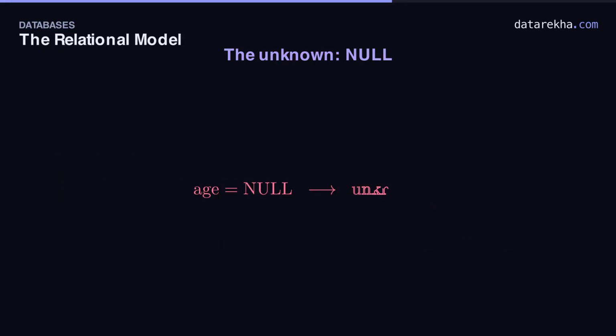Because null is unknown, comparing with it gives a strange answer. Ask, is the age equal to null? And the honest reply isn't true or false. It's unknown. Comparisons touching null slip into a third truth value. We'll handle that carefully when we reach queries. For now, just remember, null means we do not know.